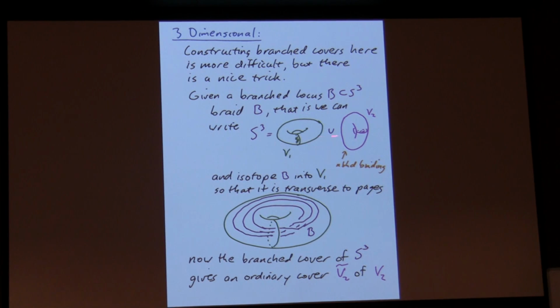And now notice when I take the branch cover, I get an ordinary cover of V2. Well, an ordinary cover of V2 is simply, well, I unwrap it a few times and maybe take a few copies of that, right? So very simple. And what happens on V1? That's the more interesting thing.